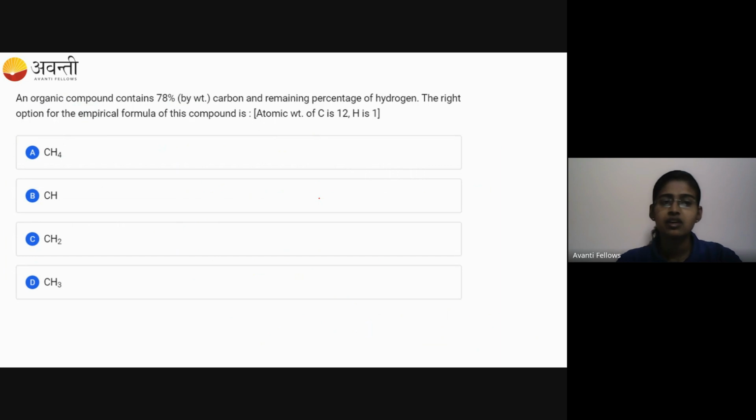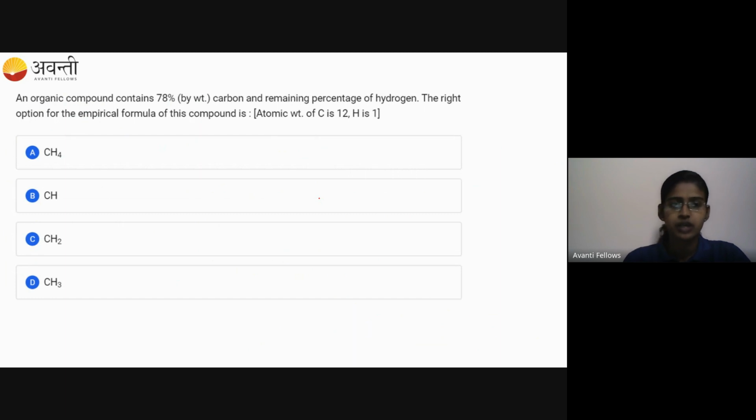An organic compound contains 78% by weight of carbon and the remaining percentage of hydrogen. What is the right option for the empirical formula? So do you remember the empirical formula that we have discussed yesterday? Can you guys try for the answer? Try for it.